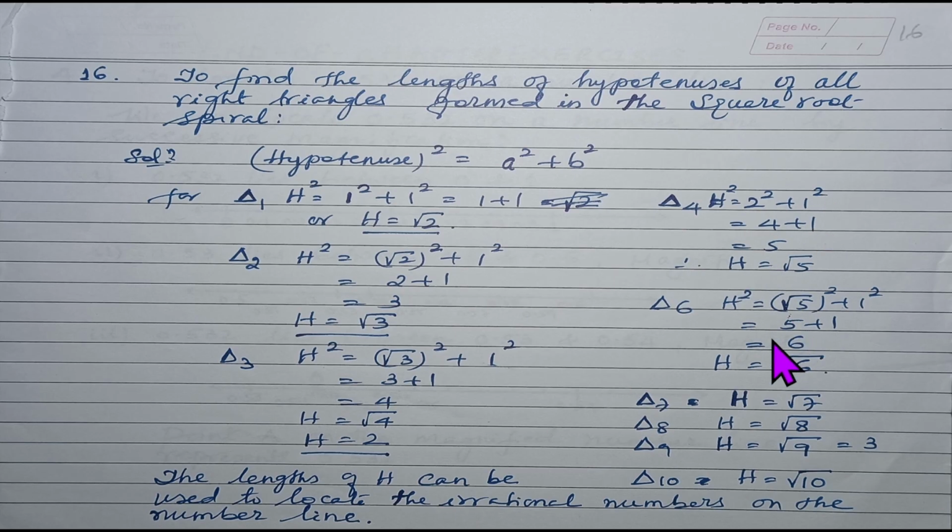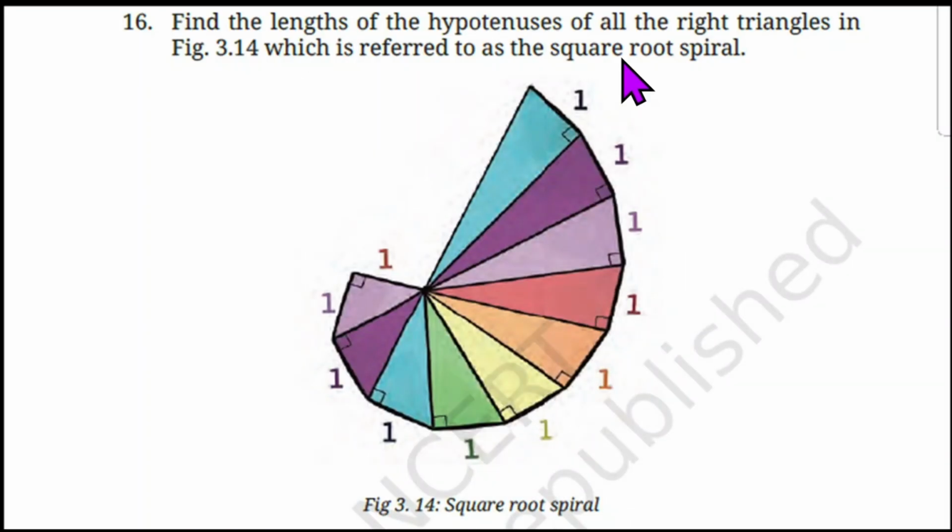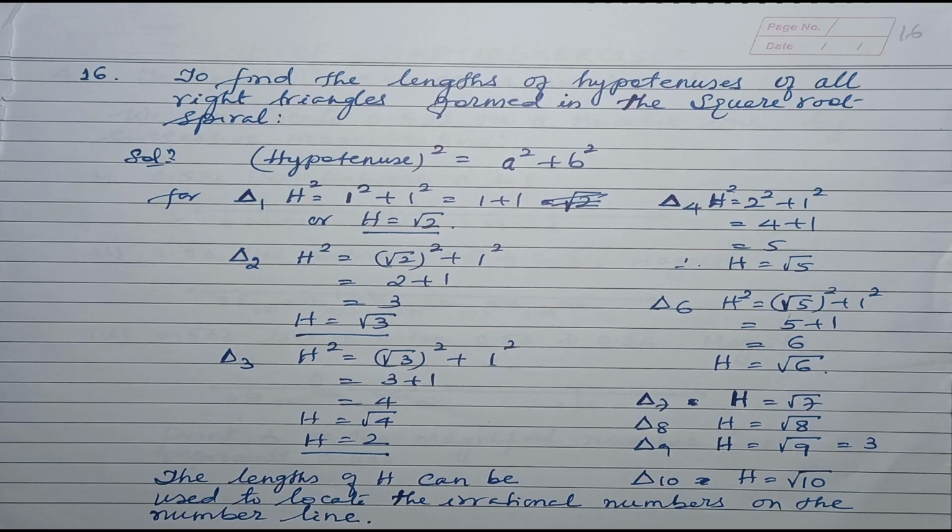For triangle 6, it will be root 5 square is 5 plus 1, that is 6, therefore h is equal to root 6. Similarly, for triangle 7 it is root 7, then root 8, root 9, that is 3, and we have got root 10, root 11, and that is the procedure of finding out the hypotenuses of the right angle triangles of the square root spiral. So please remember this and learn this. The lengths of hypotenuses which we have found can be used as a measure to locate the irrational numbers on the number line, which we have already learnt.